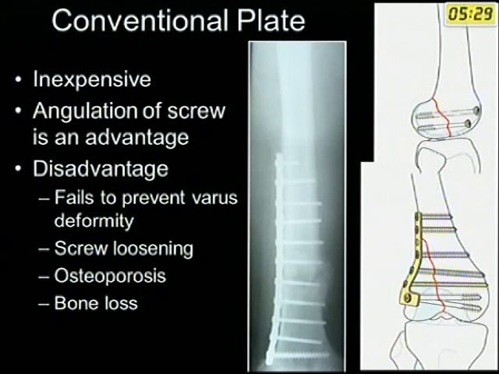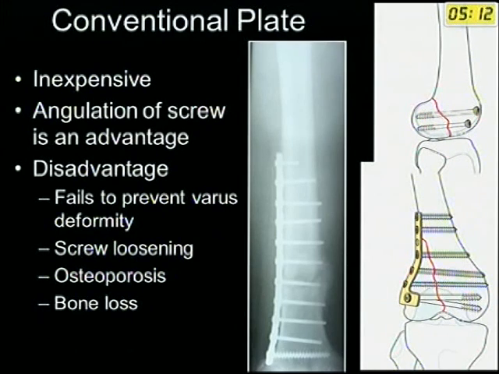The conventional plates are inexpensive. The advantage is that you can use the plate for reducing the fracture, which is not possible with the advanced plates. So here you can have a reduction even once you plate, but with a locking plate you have to get the accurate reduction before you plate.